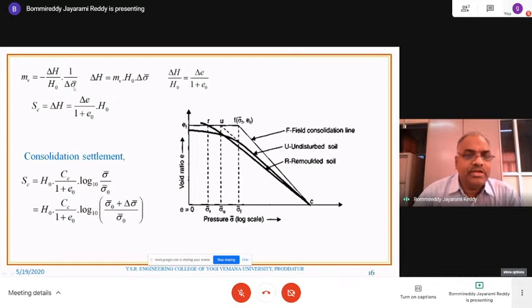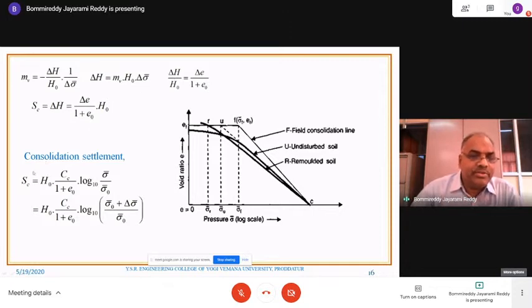So from this, normally SC means settlement and C refers to consolidation. Consolidation settlement is referred to as SC, or otherwise we can call it settlement of the total height of the soil, delta H, which is equal to delta E by 1 plus E naught. You can look at delta H equal to delta E by 1 plus E naught multiplied by H naught. Already you know all these formulas from the first chapter.